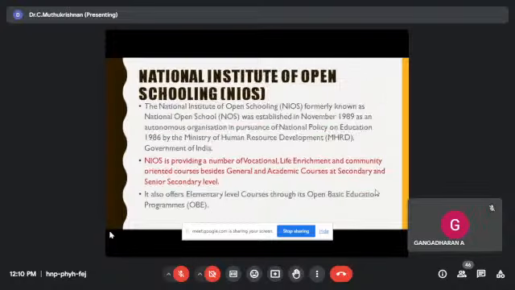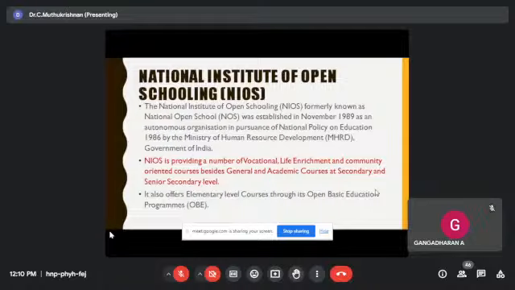And after that, we have to think about the National Institute of Open Schooling, NIOS. What is meant by NIOS? They will ask some questions, or at least one question, from this area also. NIOS is formerly known as the National Open School. NOS was established in November 1989. It is an autonomous organization set up in pursuance of the National Policy on Education 1986 by the Ministry of Human Resource Development, Government of India.